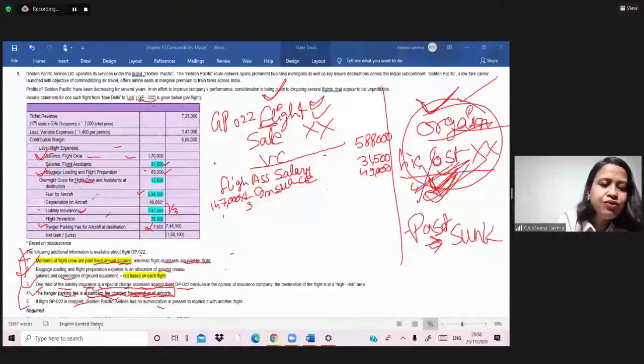ठीक है? But we will not consider the depreciation on aircraft because we have already purchased the aircraft. We have already incurred the cost on aircraft, so we cannot save the money on that. So we will not consider the depreciation cost. It is a sunk cost. ठीक है जी? So first, after these two costs, what will we consider?